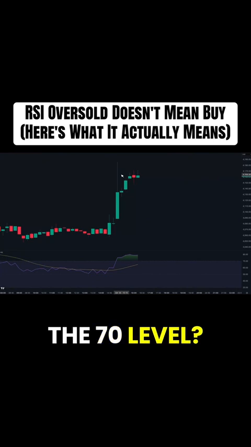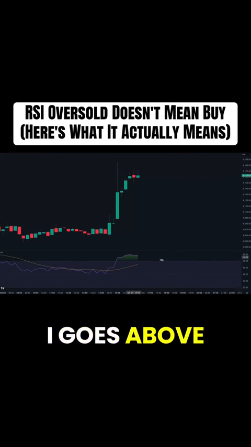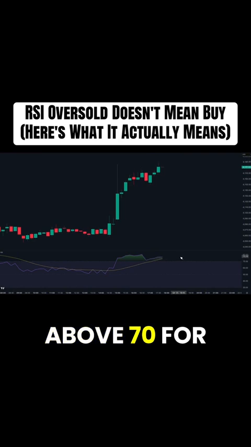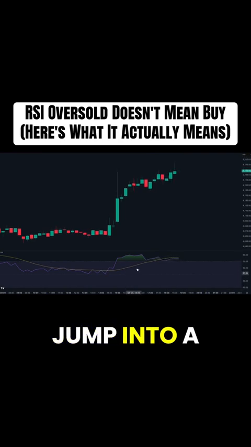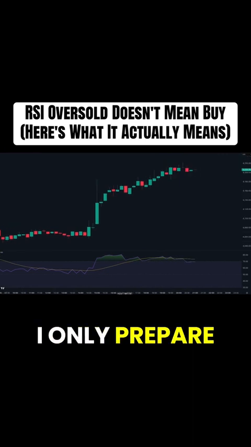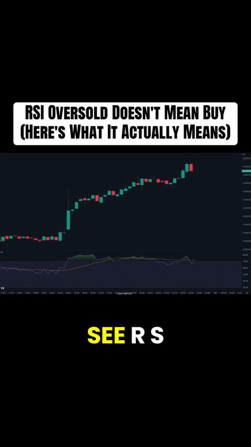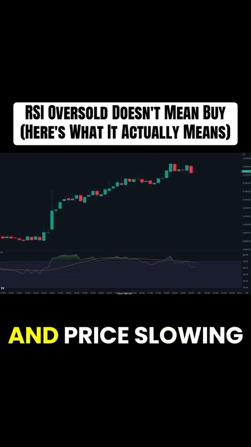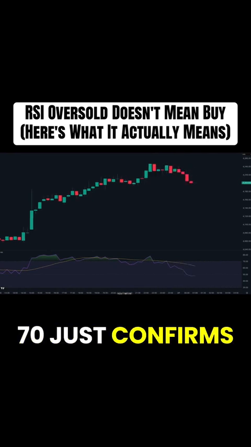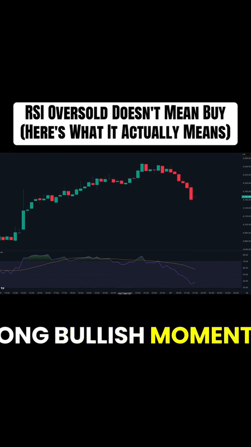And what about the 70 level? When RSI goes above 70, it means the move is very strong, not automatically wrong. Trends can stay above 70 for a while, so I don't jump into a sell just because RSI touched 70. I only prepare for a possible pullback if I see RSI bending down and price slowing or forming a double top. Until then, above 70 just confirms strong bullish momentum.